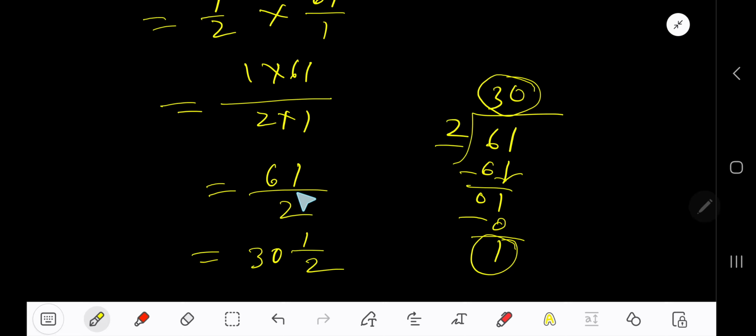This is an improper fraction, so we need to convert this improper fraction into a mixed number, whole number part and fractional part. This is the answer.